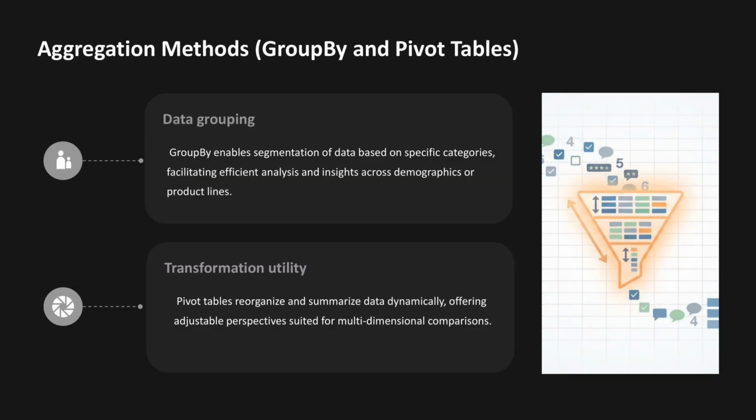Aggregation methods such as group by and pivot tables let you segment and summarize data efficiently. Grouping enables comparisons across categories or product lines, while pivot tables reorganize data for multidimensional views, helping you quickly extract insights like totals, averages, and trends by different attributes or time periods.